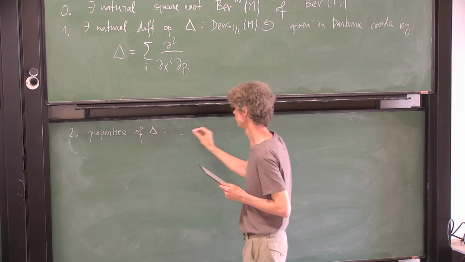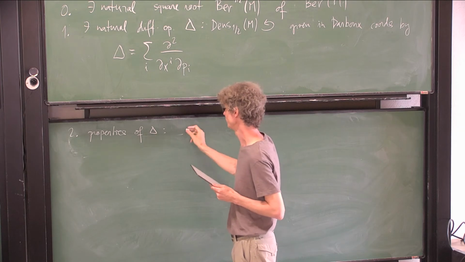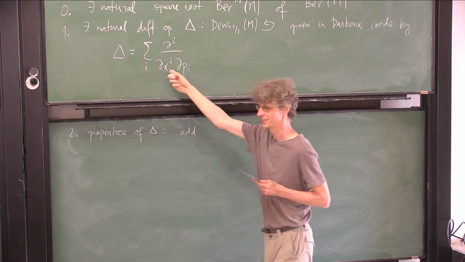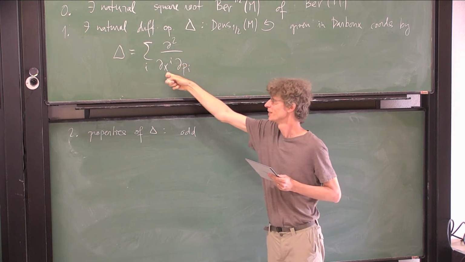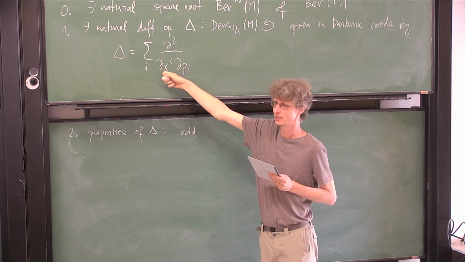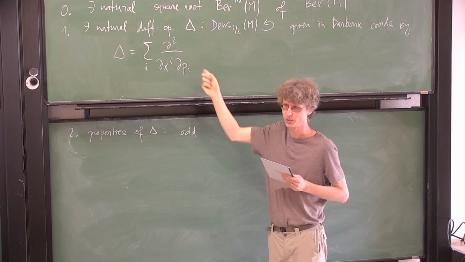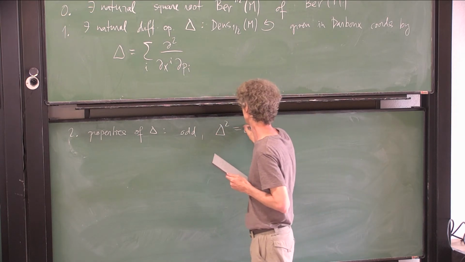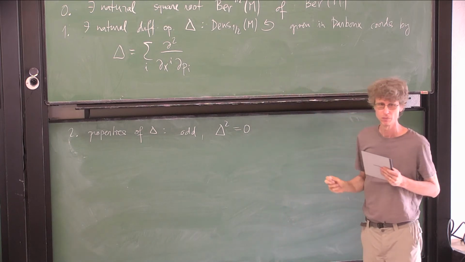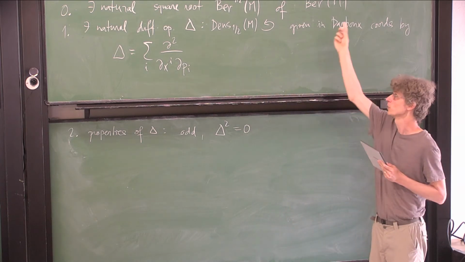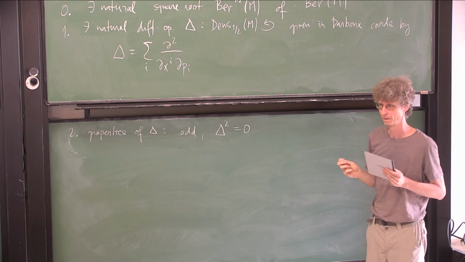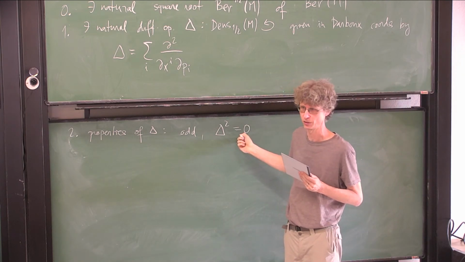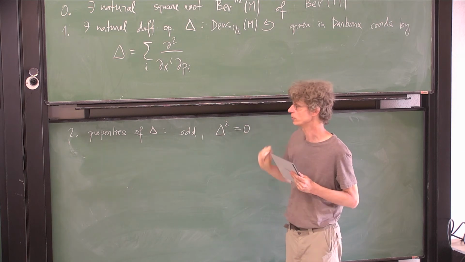So what are those properties? For one thing, it's odd. It's kind of clear that every time one of these coordinates is even, one of them is odd. So it is odd. Its square is equal to 0. It's sort of similar to the fact that the square of omega is equal to 0. So it's a differential in the end on the space of half densities.